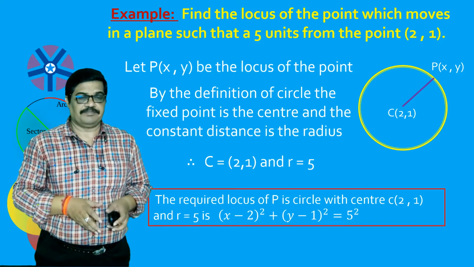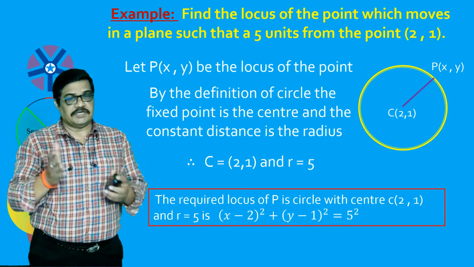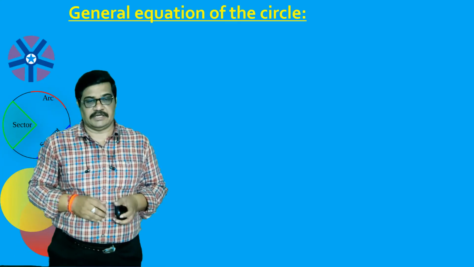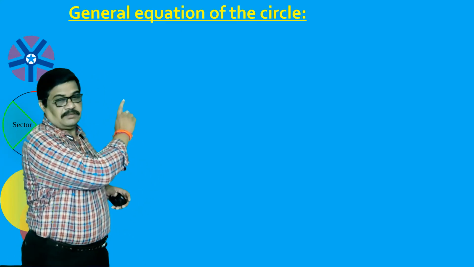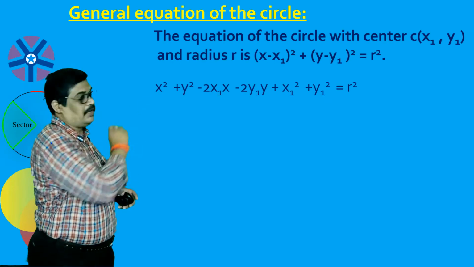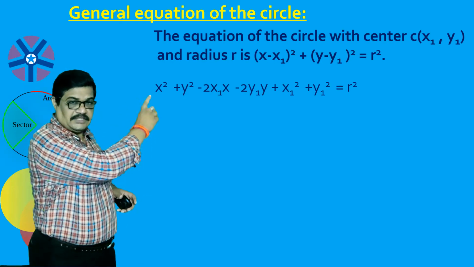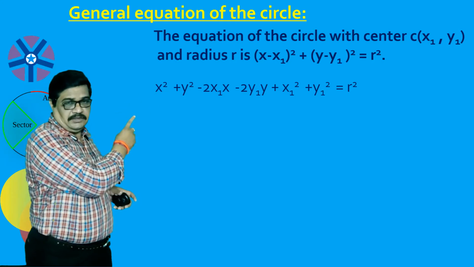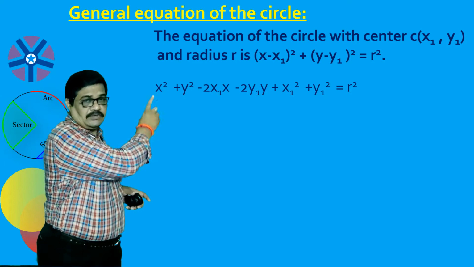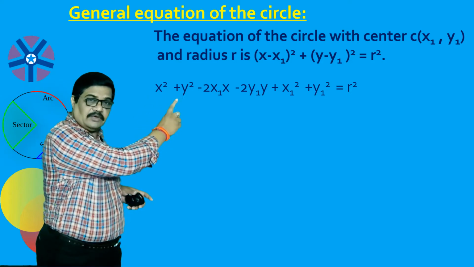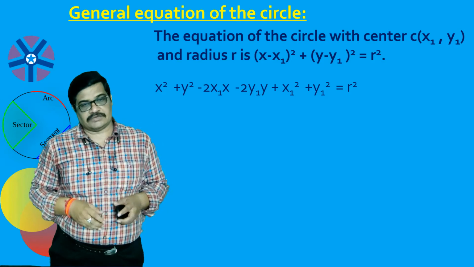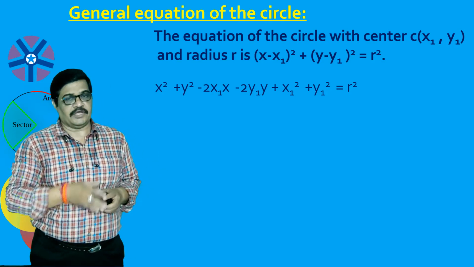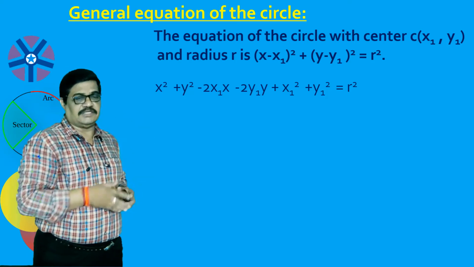Okay, see the next: what is the general equation of the circle? The equation of the circle with center (x1, y1) and radius r, we proved in the above theorem. What is the circle equation? (x minus x1) whole squared plus (y minus y1) whole squared is equal to r squared. So that is the circle equation with the center and radius. Okay, now we are expanding this equation.